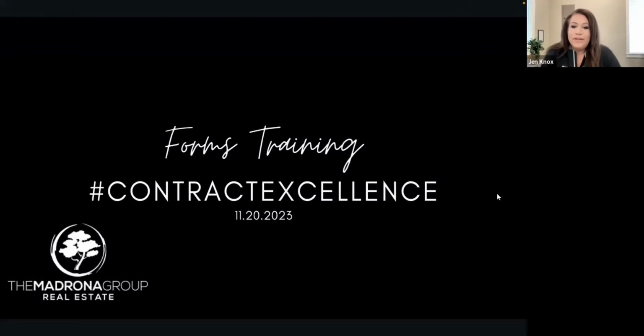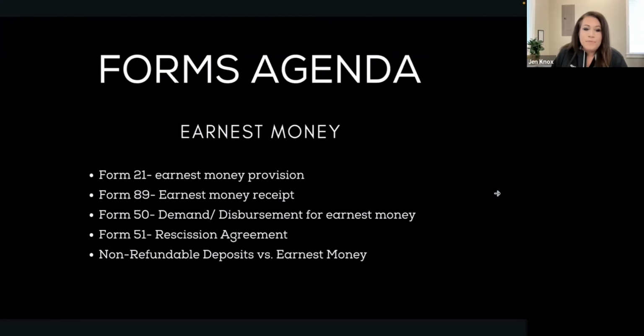So today we are going to talk about earnest money. The forms specifically we'll be talking about are a little snippet of Form 21, because that's where the earnest money is kind of controlled. We'll be talking about Form 89, which not a lot of us use, but some of us may. And then the two forms to demand the earnest money, which are the Form 50 and 51.